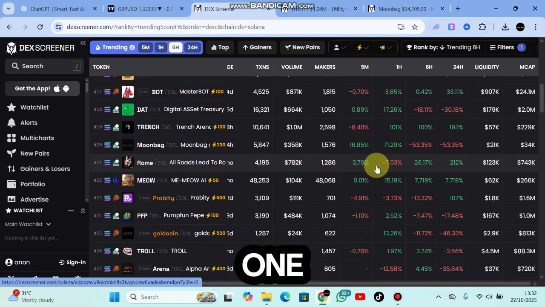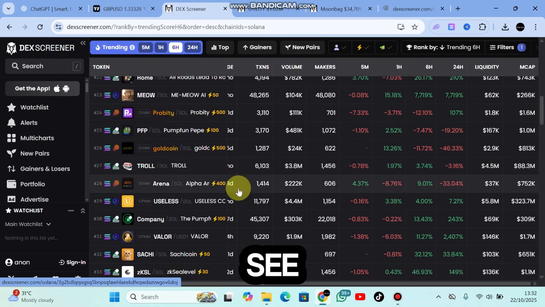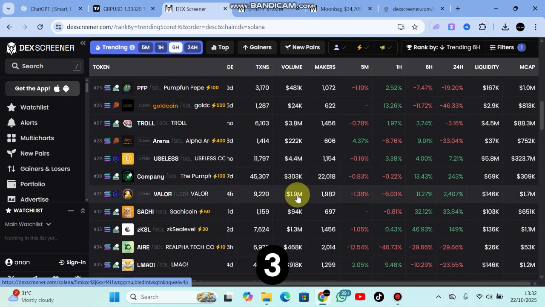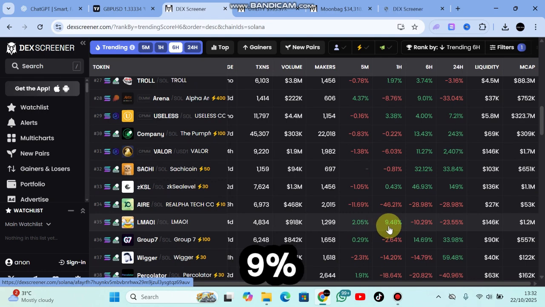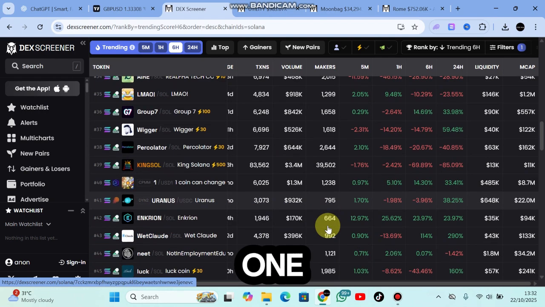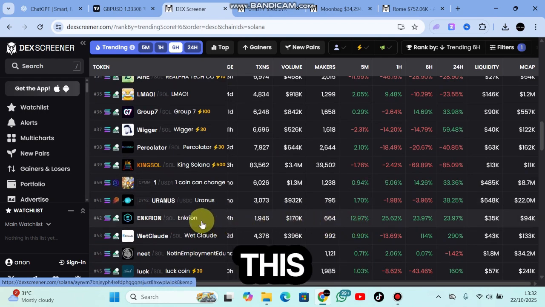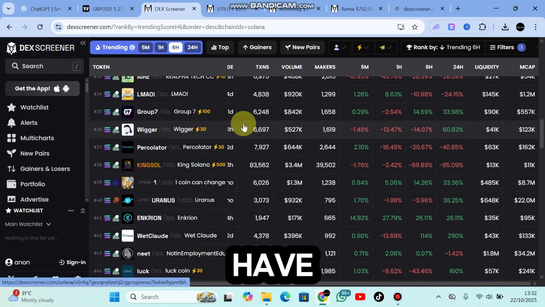This particular one, okay, might be a good one. And let's just open up about value now. 9% in the last 1 hour. This particular one, I look for the ones that have a lower market cap. Okay, this particular one is good. I just look for the ones that have less than 1 million market cap.